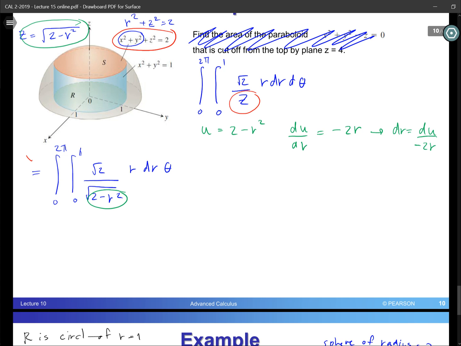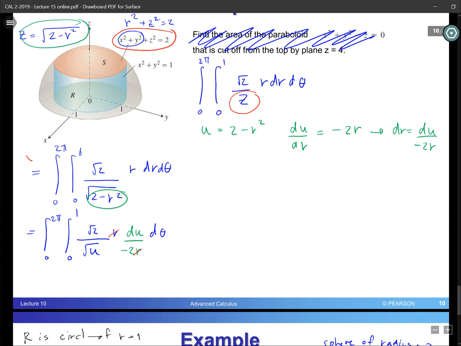Now let's put that in place. 0 to 2 pi, 0 to 1, square root of 2, and now substitution. Inside becomes u, and r is still there. And now dr, we use the new terms, that is equal to du divided by minus 2r. And we still have d theta right here. Okay. Now let's do some cancellation. r and r here.